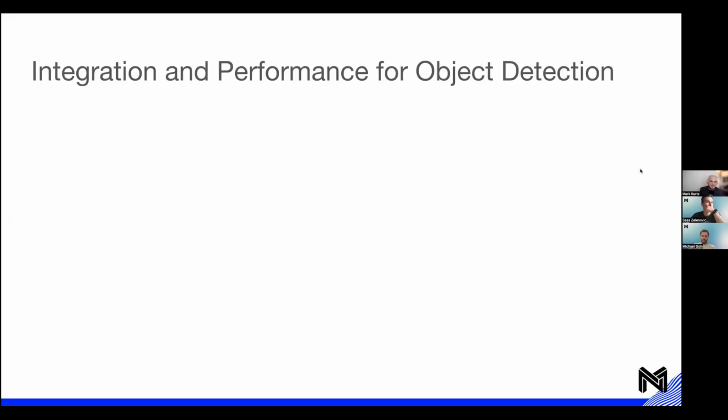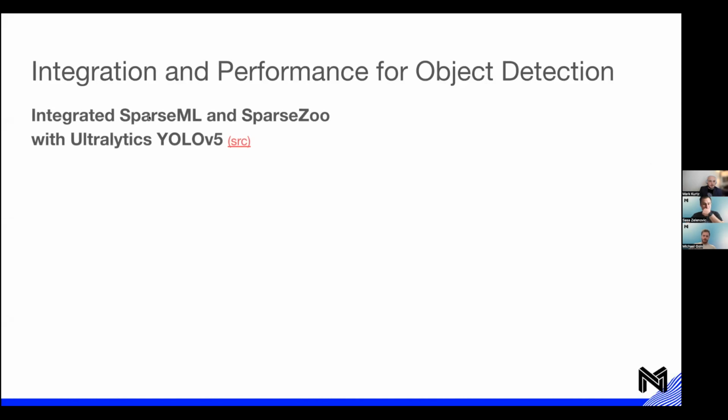All right, great. So let's look through what our integration and performance looks like for object detection. We integrated SparseML and SparseZoo with the Ultralytics YOLO v5 repo. So again, this is Python based, working in PyTorch as the framework. You can do pip install sparseml torch, and what this is going to do is make sparseml.object_detection.train, for example, and a few other arguments available, so you can begin training object detection models. This is specifically for YOLO v5.